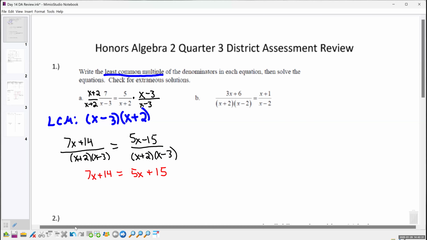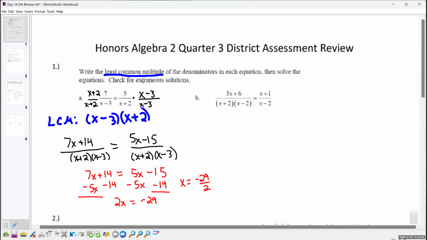I'm going to subtract 15. I'm going to put the variables on the left side, so I'm going to move this guy. I'm going to put my constants on the right side. And I get 2x equals negative 29. So x must equal negative 29 over 2.